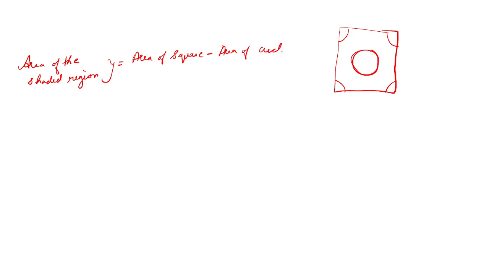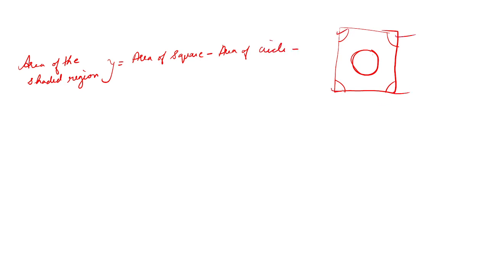Therefore, the area of the shaded region is going to be equal to the area of the square minus the area of the circle, and you have to subtract what else? You have to subtract all this, right?